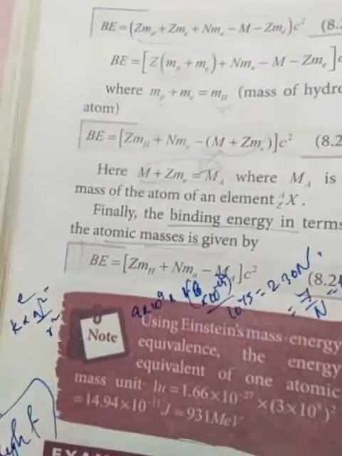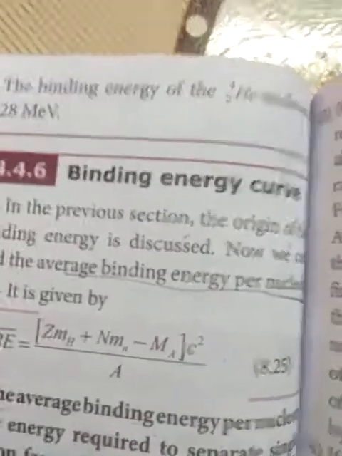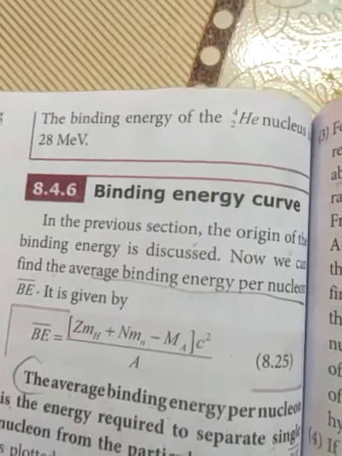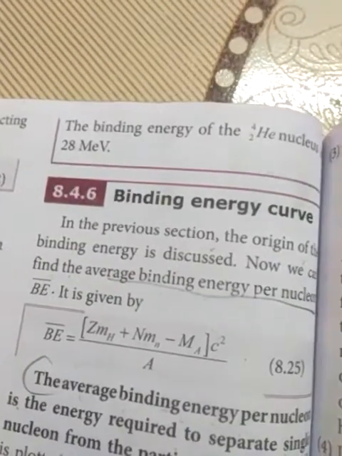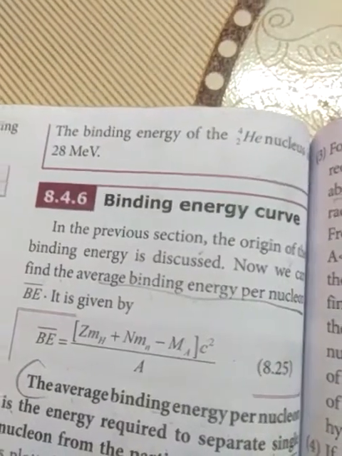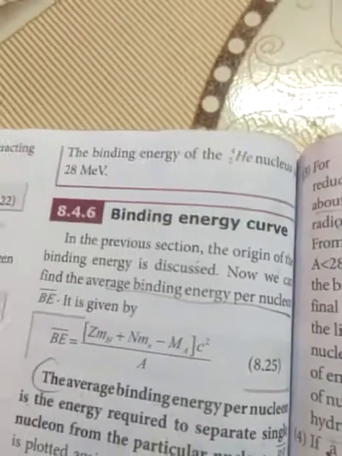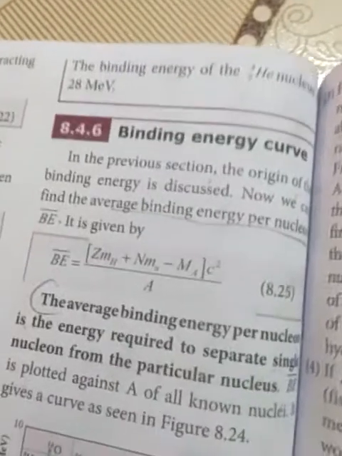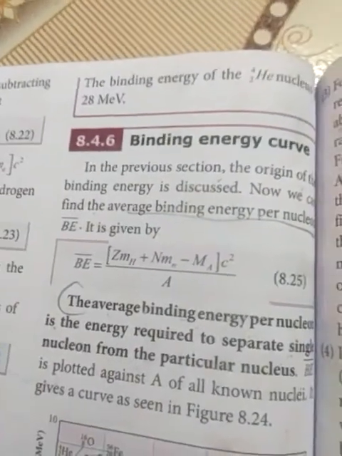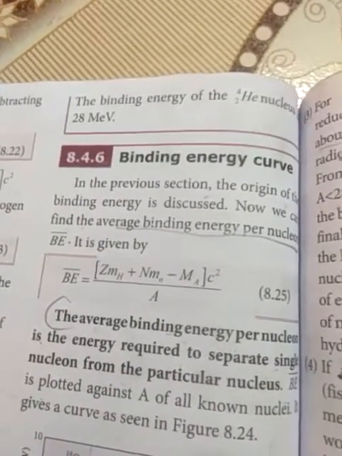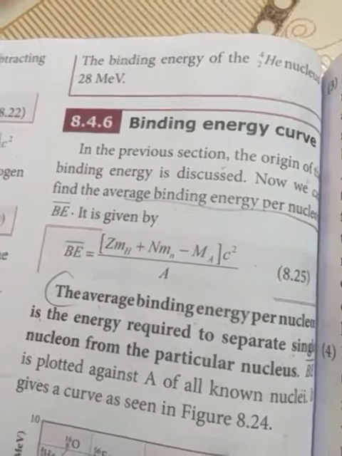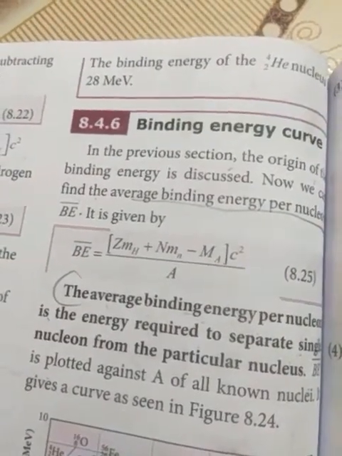So now let us see the binding energy curve. Now we explain the origin of the binding energy. We can find the average binding energy per nucleon. Per nucleon, we have to find out the average energy. For the binding energy per nucleon, we use the same binding energy formula divided by A.